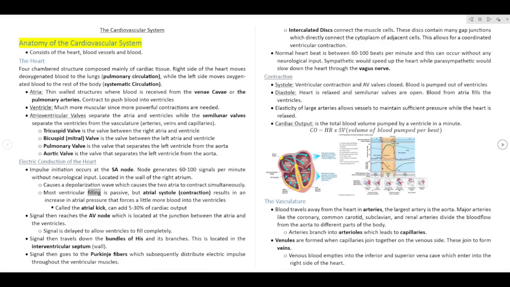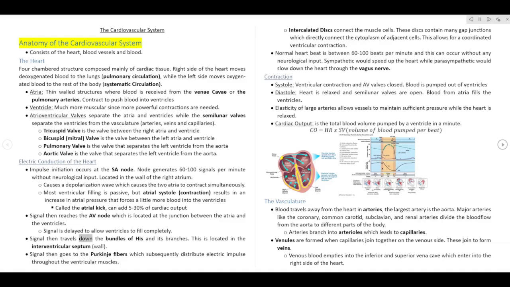Most ventricular filling is passive, but atrial systole, contraction, results in an increase in atrial pressure that forces a little more blood into the ventricles. This is called the atrial kick, and can add 5 to 30% of cardiac output. The signal then reaches the AV node, which is located at the junction between the atria and the ventricles. The signal is delayed to allow the ventricles to fill completely.